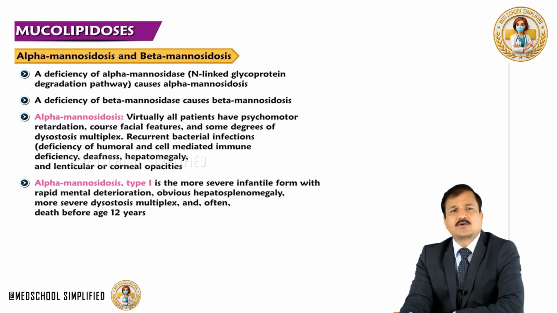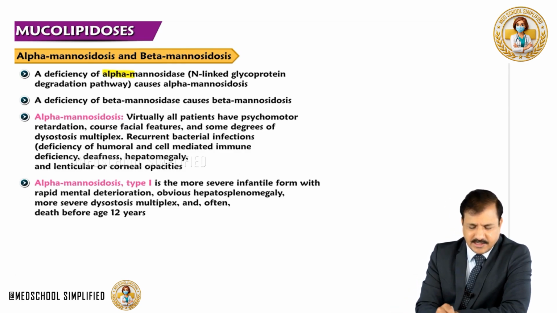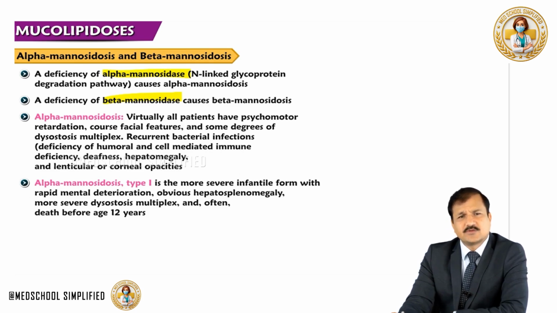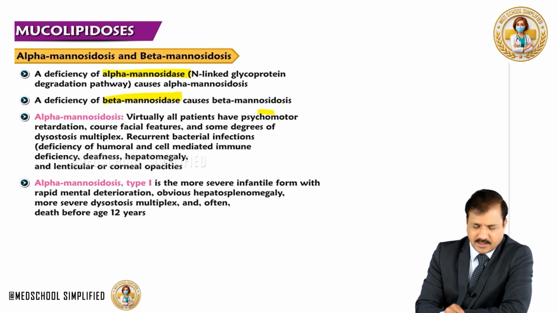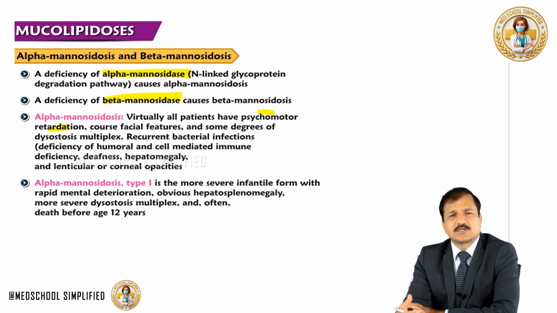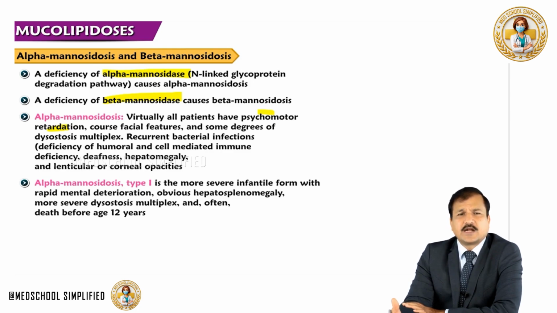Coming to α-mannosidosis and β-mannosidosis. Alpha-mannosidosis and beta-mannosidosis are because of deficiency of α-mannosidase enzyme for alpha-mannosidosis, and β-mannosidase enzyme for beta-mannosidosis. So in alpha-mannosidosis, virtually all patients have psychomotor retardation, coarse facial features, some degree of dysostosis multiplex, and recurrent infections because of deficiency of cell-mediated and humoral immunity. Patients will have hepatomegaly, lenticular or corneal opacities. Lenticular opacity means opacity of the lens leading to a kind of cataract.